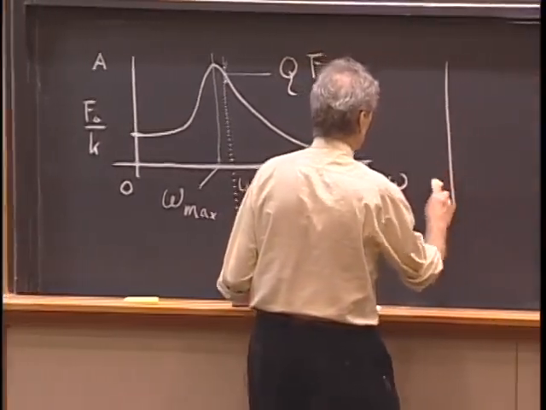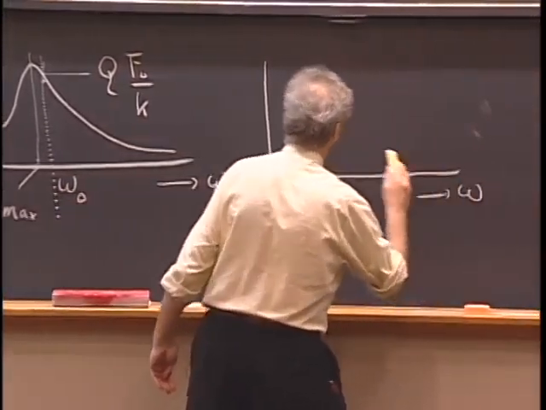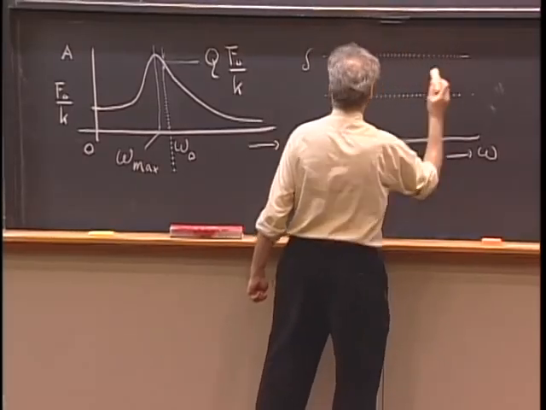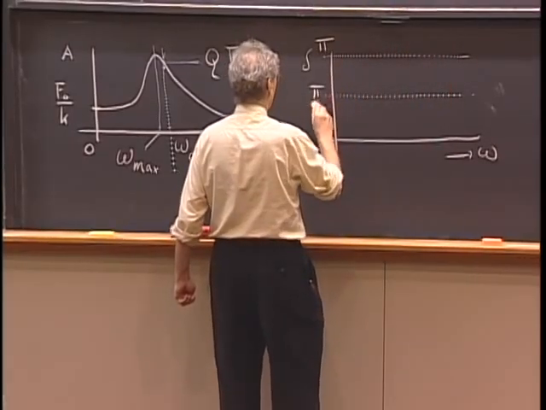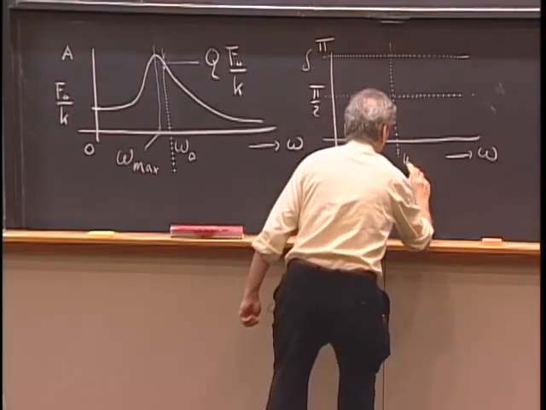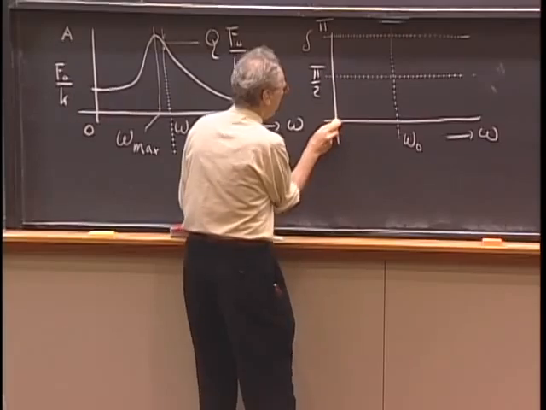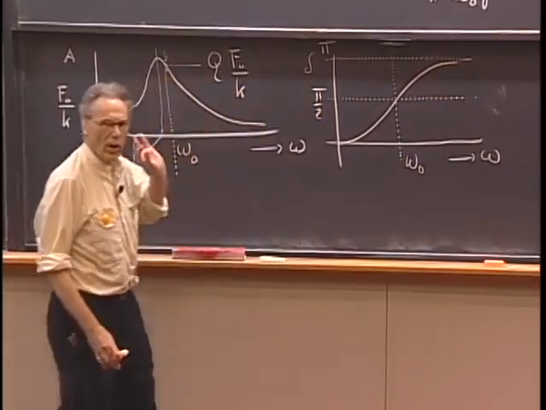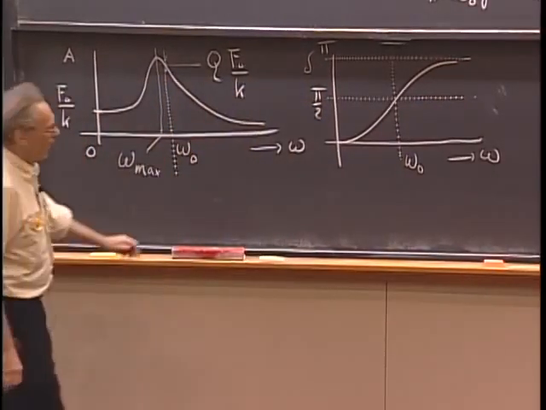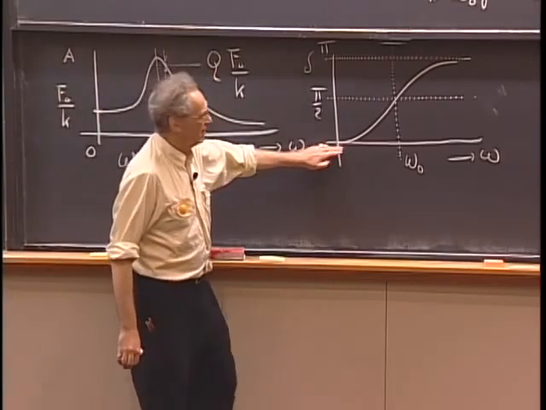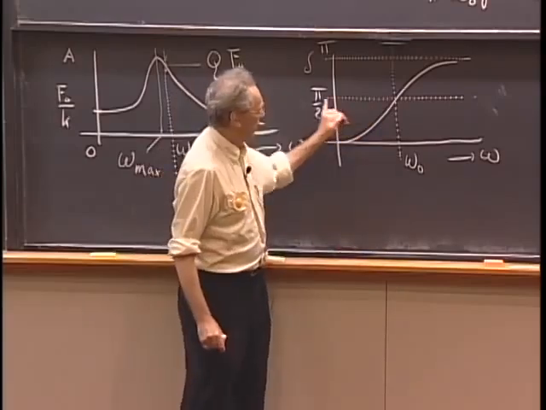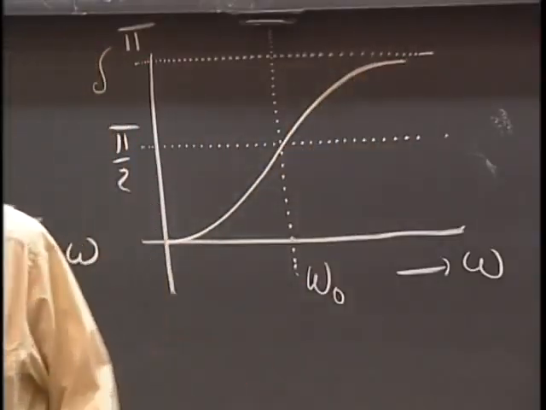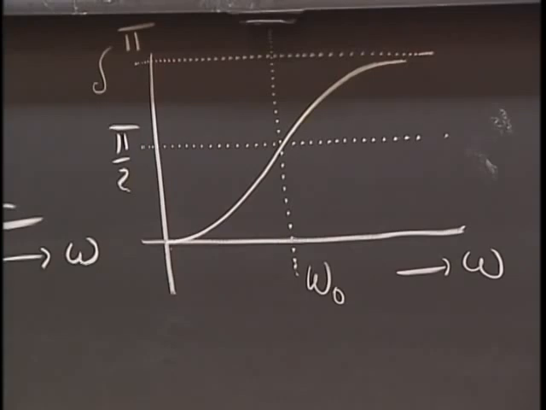The delta, the phase, as a function of omega, if this is pi, and this is pi over 2, and if this is omega 0, then that delta will change in the following way, which is way harder to imagine than what A is doing. You are in phase at very low frequencies. At resonance, precisely at omega 0, you hit the pi over 2, 90 degrees out of phase. And at very high frequencies, you will see that the two are out of phase, and I will be able to demonstrate that to you.